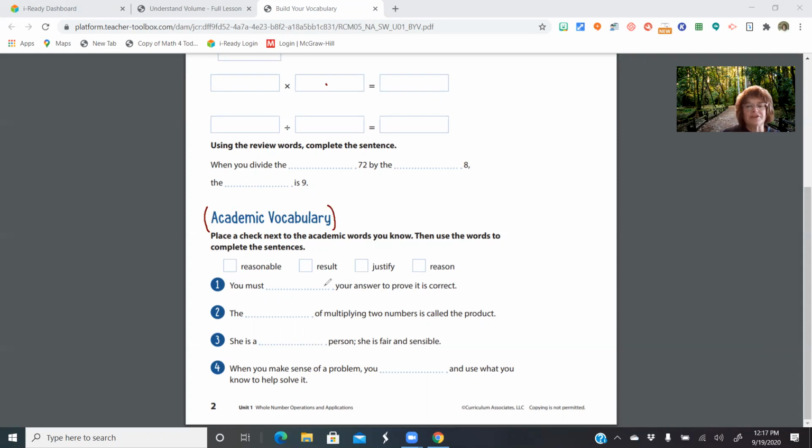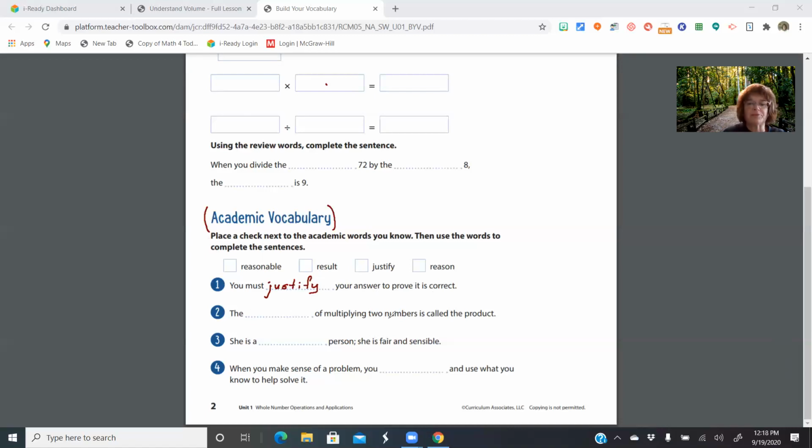Or you must reason your answer to prove it is correct. Well, reason could be something that you might put, but I think the best answer we'll go with is justify. You must justify your answer to prove it is correct. Let's go to number 2.